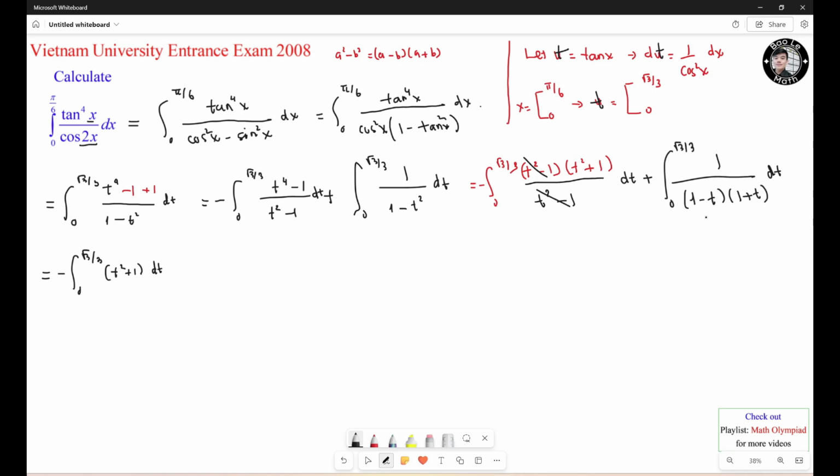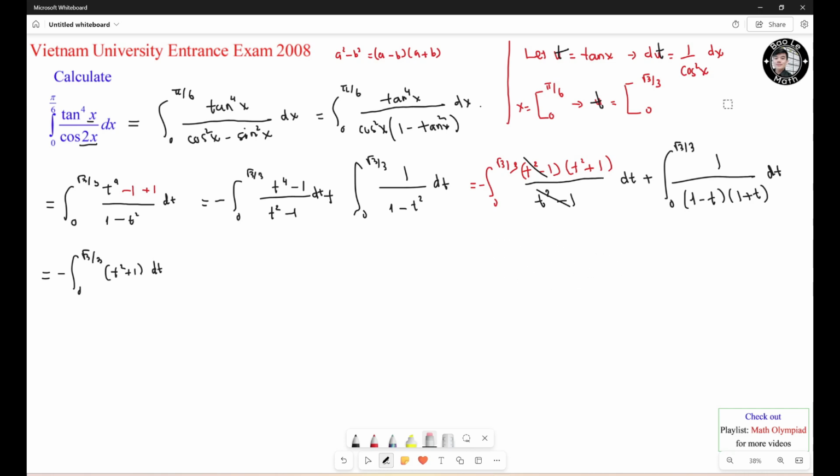Normally you would do fraction decomposition to separate this one. How do we separate this one? We normally do it like this: a over 1 minus t plus b over 1 plus t, and you solve a system of equations to solve for a and b. Now I'm going to show you a trick to do this quickly without using fraction decomposition.